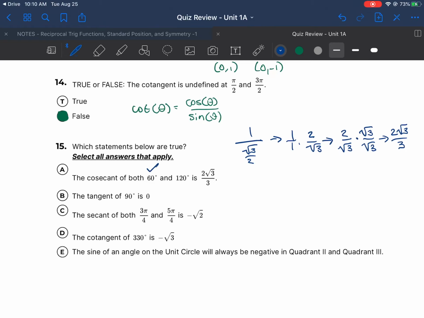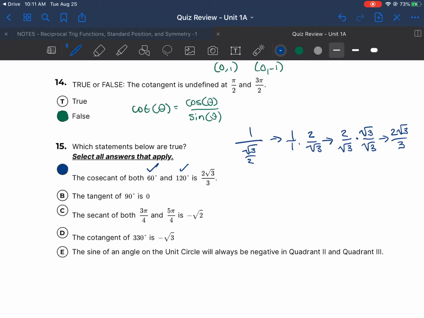Now let's check that same statement for 120 degrees. So at 120 degrees, notice that the sine value is also square root of 3 over 2. So since the sine is square root of 3 over 2 at 120 degrees also, the same exact math is going to apply. We're going to get 1 over the square root of 3 over 2, which is going to inevitably lead us to 2 square root of 3 over 3. So the cosecant of both 60 degrees and 120 degrees is in fact 2 square root of 3 over 3, after simplifying.